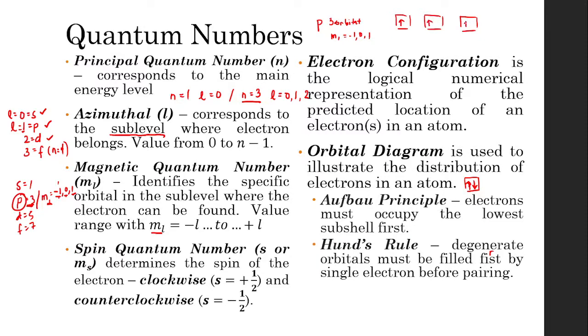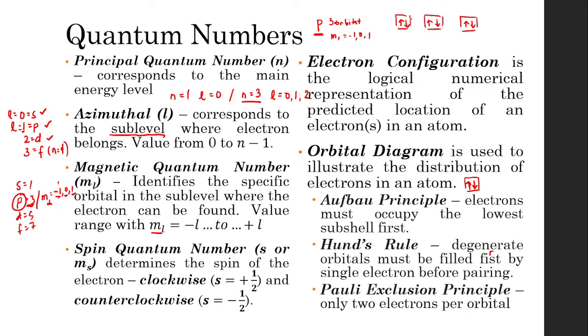So according to Hund's rule, when we are drawing our orbital diagram, we usually have to fill our orbitals first, and the degenerate orbitals are the orbitals at the same level. So you have your different orbitals and they are all at the same sublevel. And after filling all of that, that's when you can pair the electrons. So according to Hund's rule, make sure you fill all the orbitals first before giving them a pair.